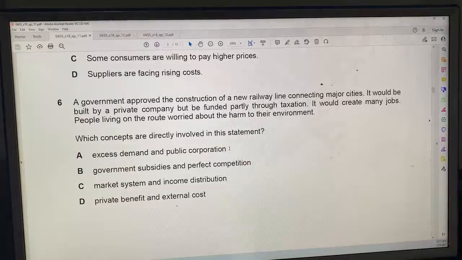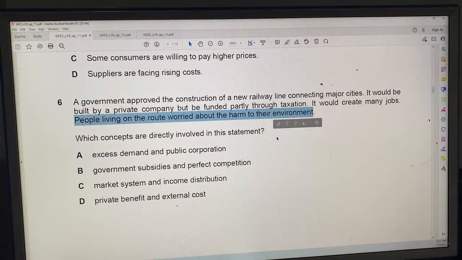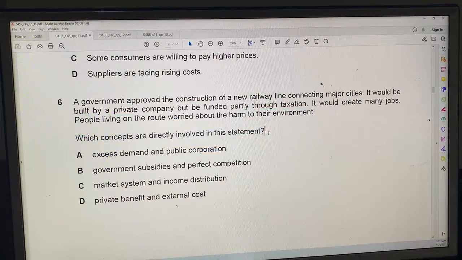Number 6 says, a government approved the construction of a new railway line connecting major cities. Nice. Oh, but it's built by a private company, funded partly through taxation. Okay. It will create many jobs. That's good. People living on the routes are worried about harm to the environment. That's bad, and that's a negative externality. Which concepts are directly involved in this statement?